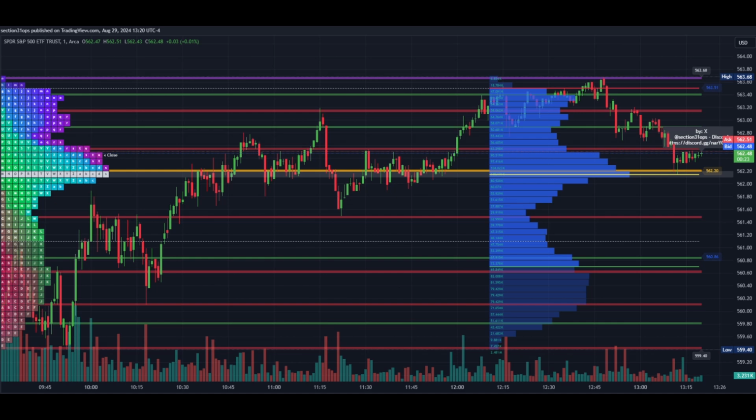Well, first of all, confluence, right? So when the point of control from the TPO, the volume profile, and the volume nodes all strongly align, it strongly suggests that the market has found a consensus around that price level. And this can be a highly reliable level for setting entries, exits, or stops.